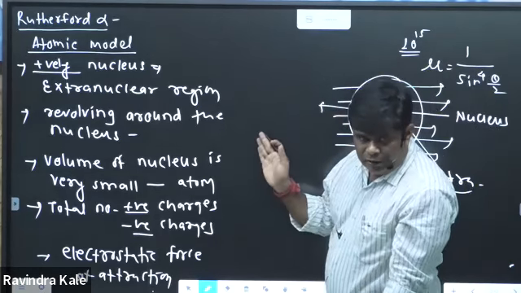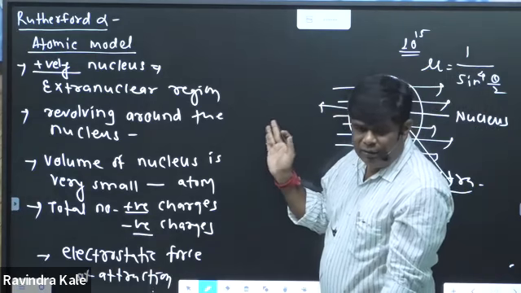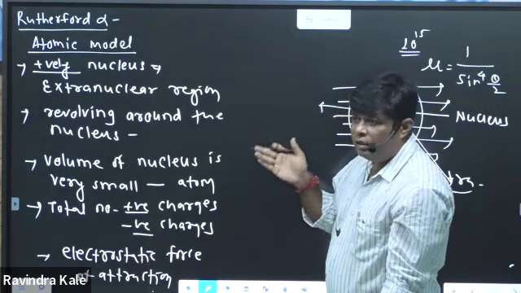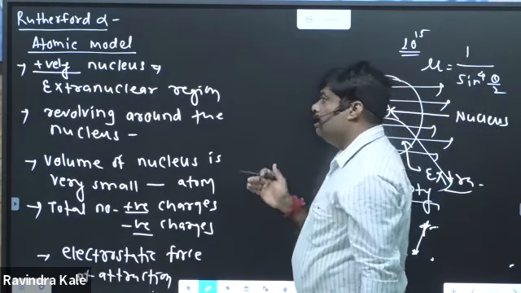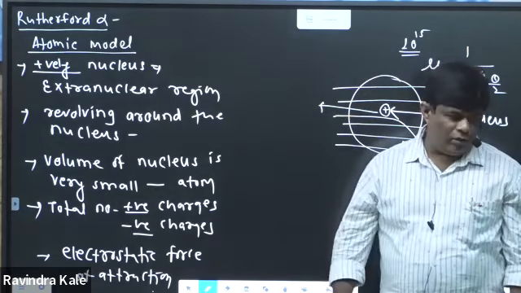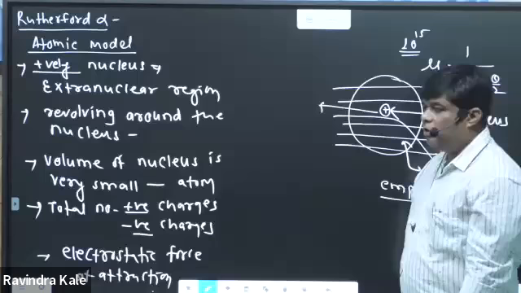Is it clear? Does anyone have any difficulty? You understood, right? Very simple. A positively charged nucleus at the center, then the extranuclear region, then electrons revolving around the nucleus. So many points are given by this model. That is the Rutherford atomic model.